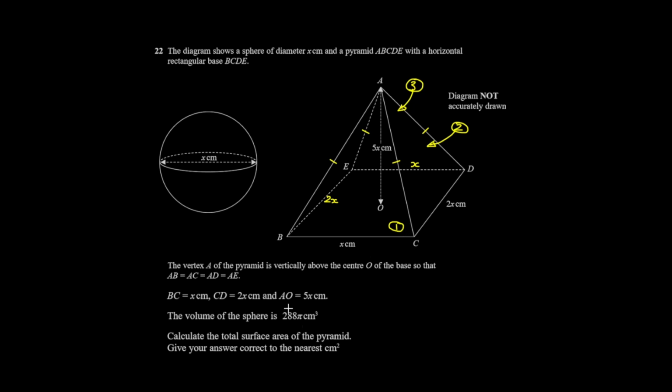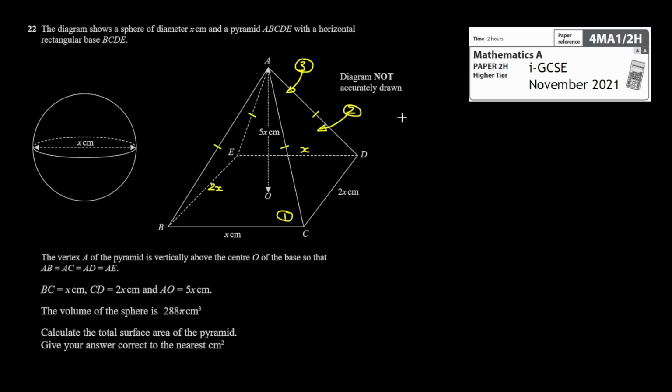Okay, let's first of all sort out x, because we can get x from the volume of a sphere. So I can say that 4/3 pi r cubed, so this is x over 2 cubed, must be equal to 288 pi. The pi's cancel. So multiplying this out, I get 4x cubed divided by 3 multiplied by 2 cubed, which is 8, so this is 24, is equal to 288.